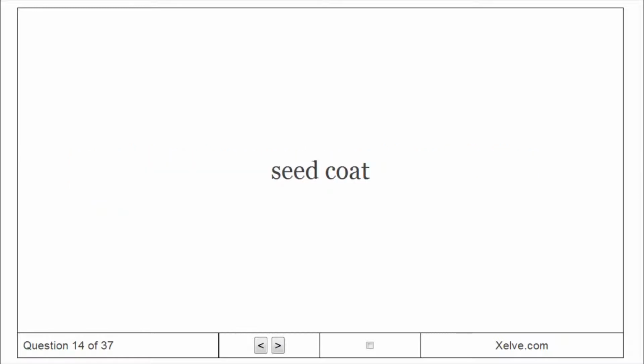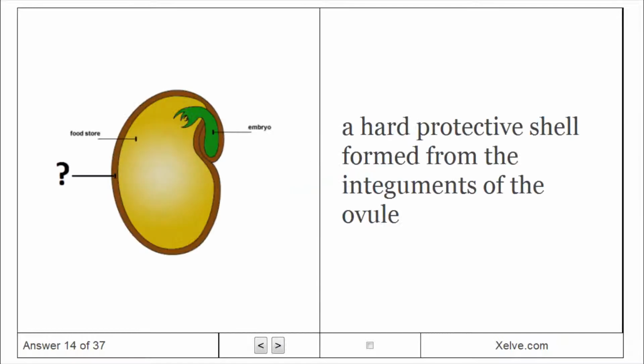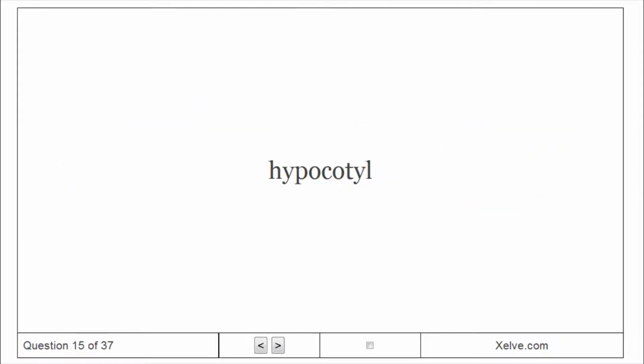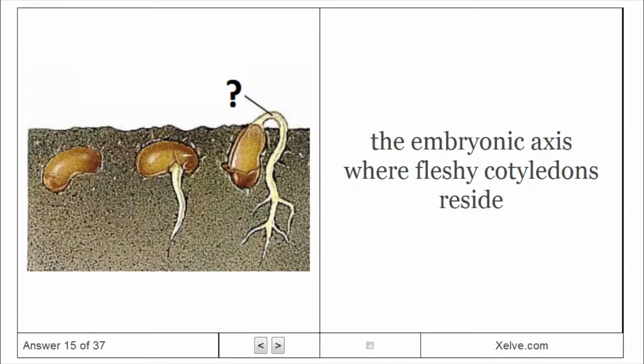Seed coat. A hard protective shell formed from the integuments of the ovule. Hypocotyl. The embryonic axis where fleshy cotyledons reside.